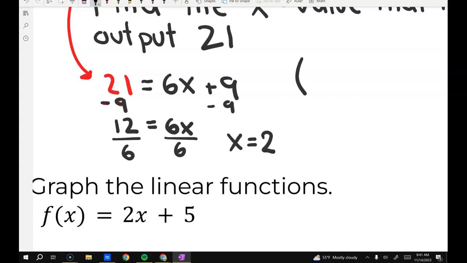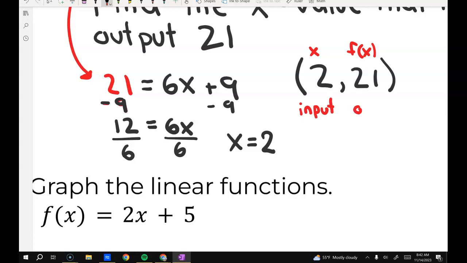So in this case, now we found our 2, and our output was 21. So this is our x, this is our f of x, 2 is our input, f of x is our output.